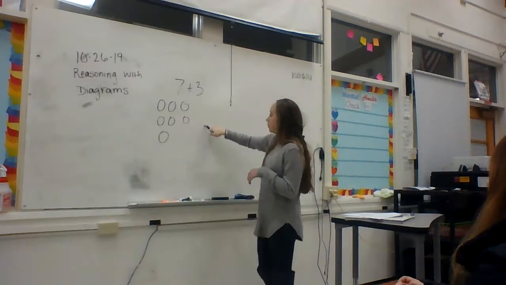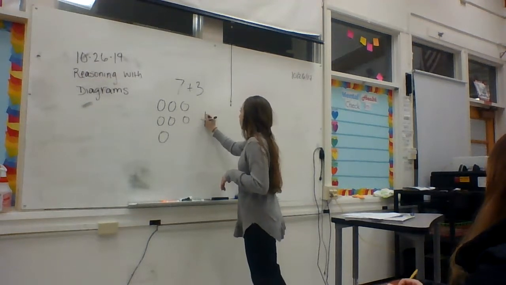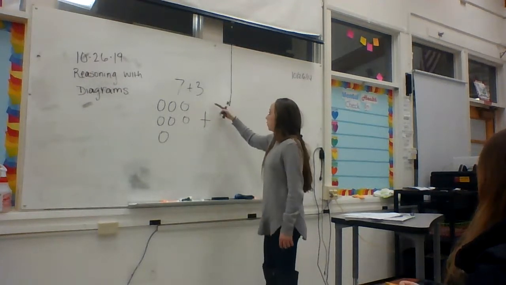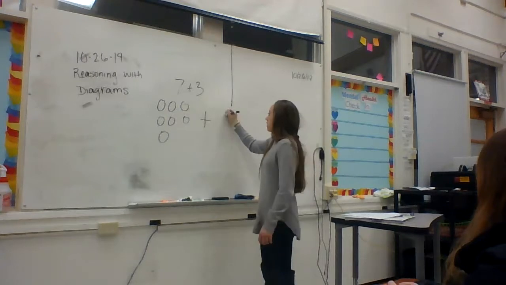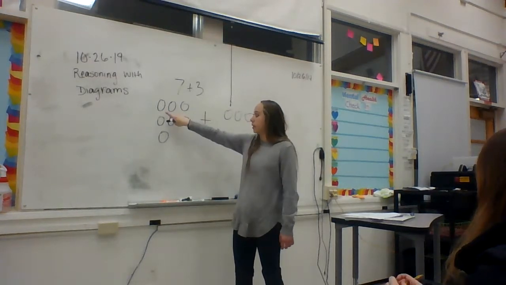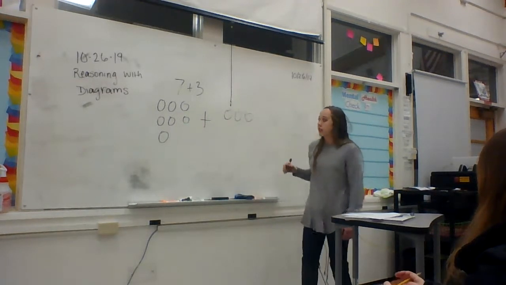And then what do I need to put in the middle? Plus. Yeah, the addition sign. Because what if I put a minus sign? Would that be right? No. So what do I need over here? 3 circles. Okay, so if we end up counting up all the circles, how many will we have? 1, 2, 3, 4, 5, 6, 7, 8, 9, 10. 10.